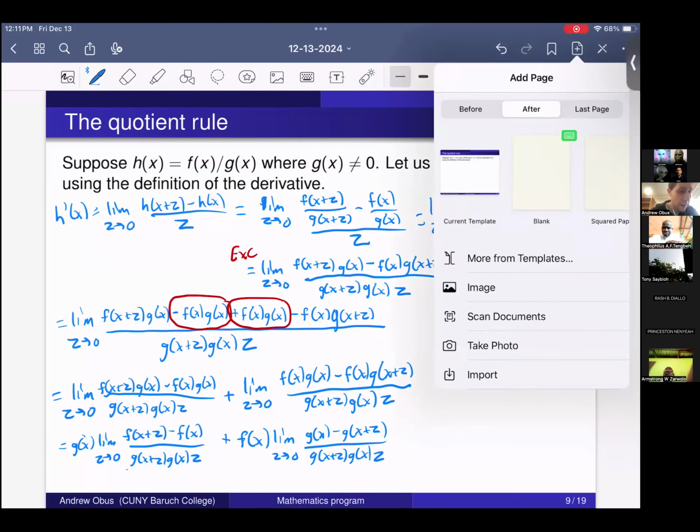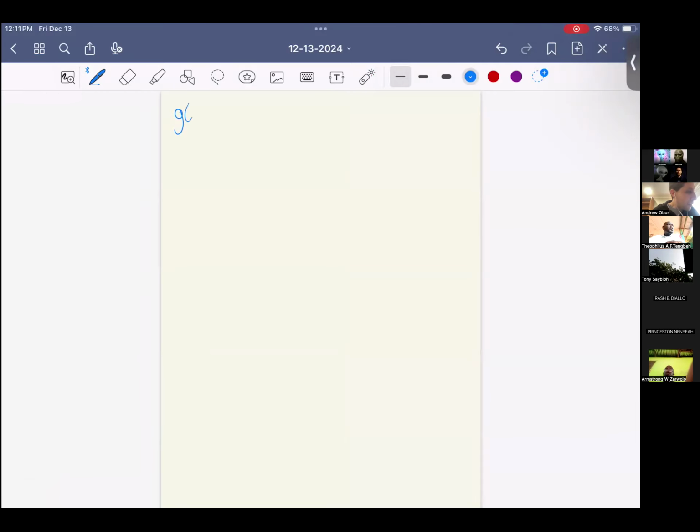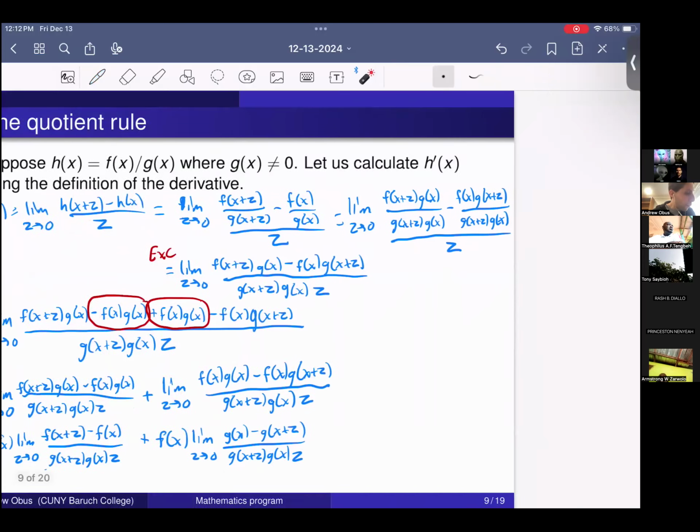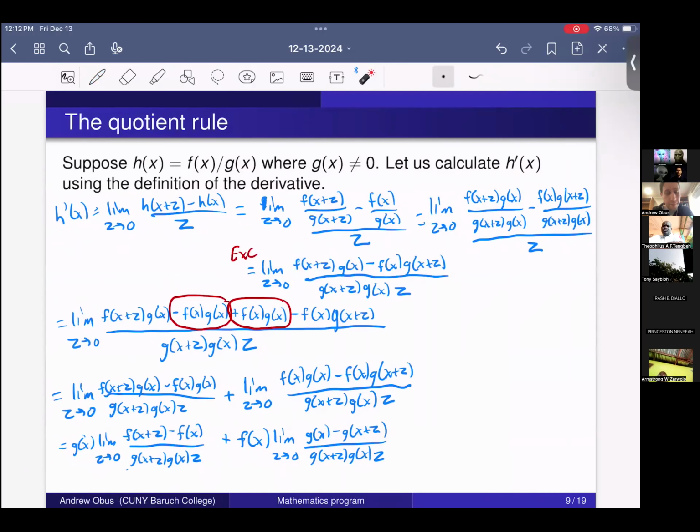Okay, so this is g of x times the limit as z approaches zero of f of x plus z minus f of x divided by g of x plus z, g of x, z, and then plus f of x times the limit as z approaches zero of g of x minus g of x plus z over g of x plus z, g of x, z. Okay, all I did was copy the line from before. I copied it verbatim. This is the same thing.